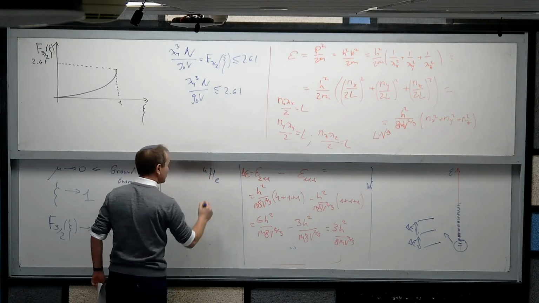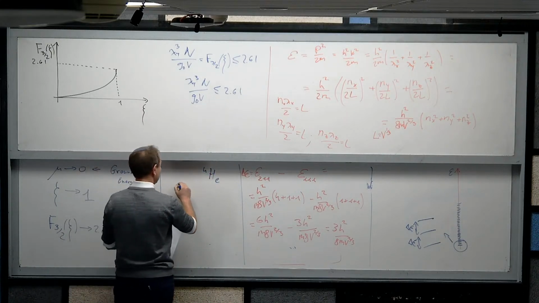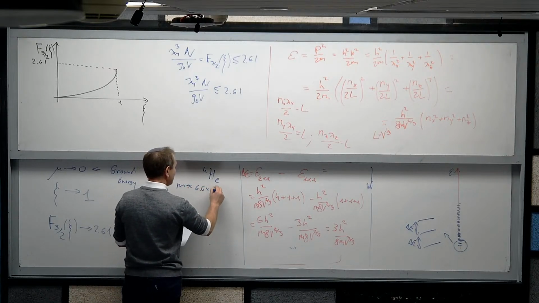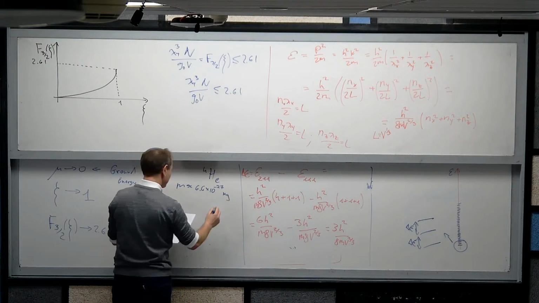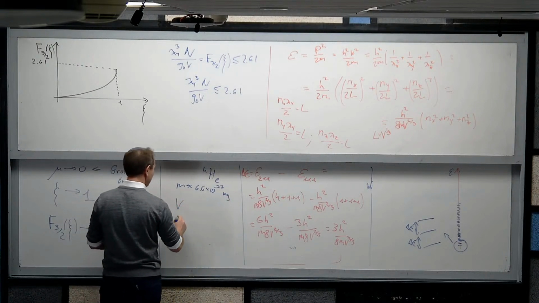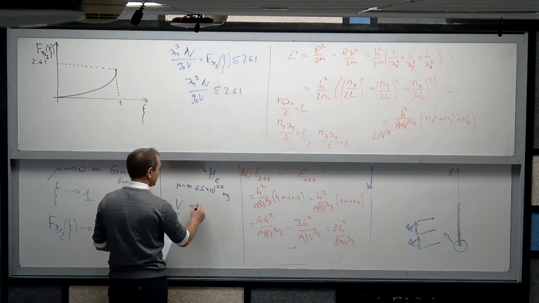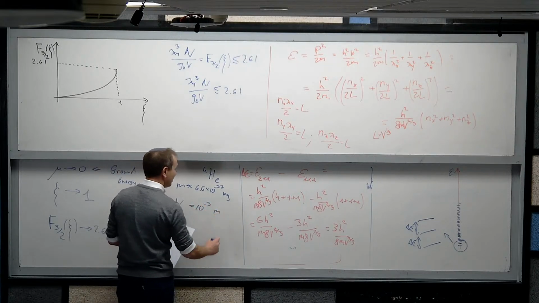We're looking at helium-4, and the mass is approximately 6.6 times 10 to the minus 27 kilograms. And we're looking at a liter volume, which is 10 to the minus 3 cubic meter.